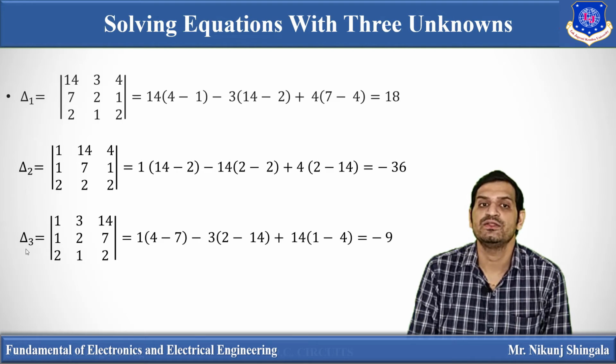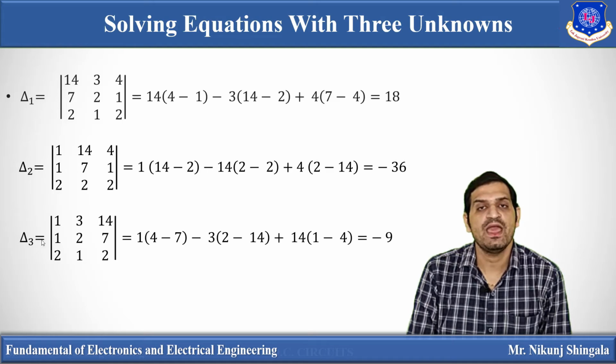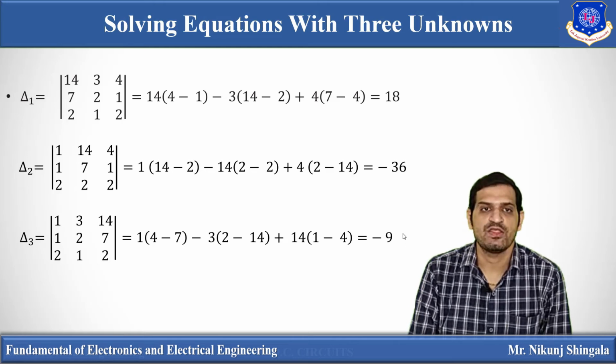And the third one is delta 3. In this case, the coefficient of I3 is replaced by the constant values, and the first two columns are as they are. So 1, 1, 2, 3, 2, 1 and 14, 7, 2. If we solve this, we will get minus 9. So these are delta 1, delta 2 and delta 3, and we have also determined delta.